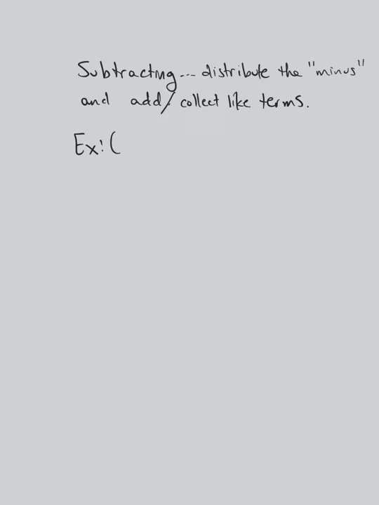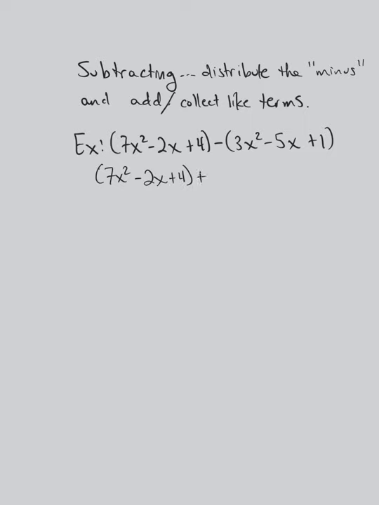And so I might have something like 7x squared minus 2x plus 4, and then minus 3x squared minus 5x plus 1. Okay, so here's what I'm talking about here. Here's my minus sign. Now I'm going to show you the long way to do this, but you'll see this ends up getting a little bit cluttered. Okay, so remember we can always rewrite that minus as a plus negative 1. So I can think about this as being 7x squared minus 2x plus 4 plus negative 1 times this parenthesis.